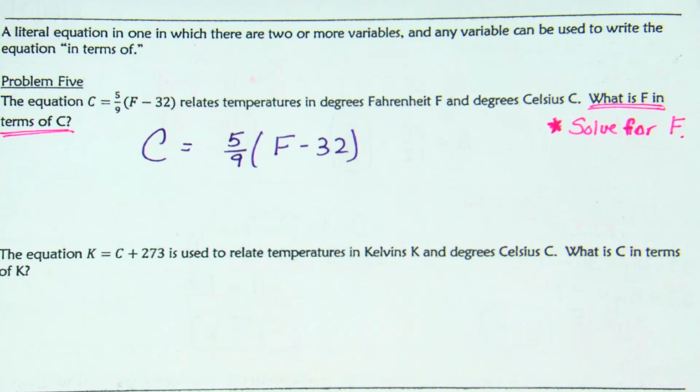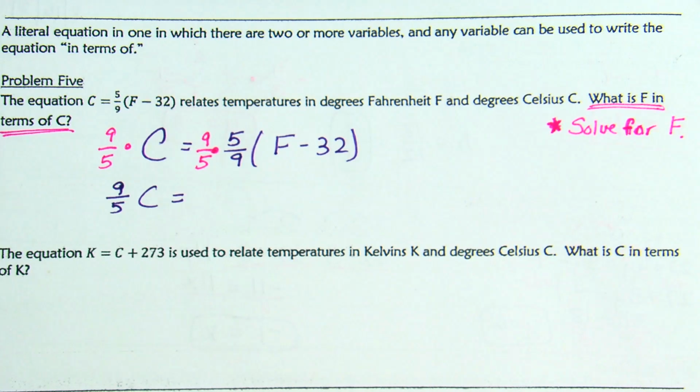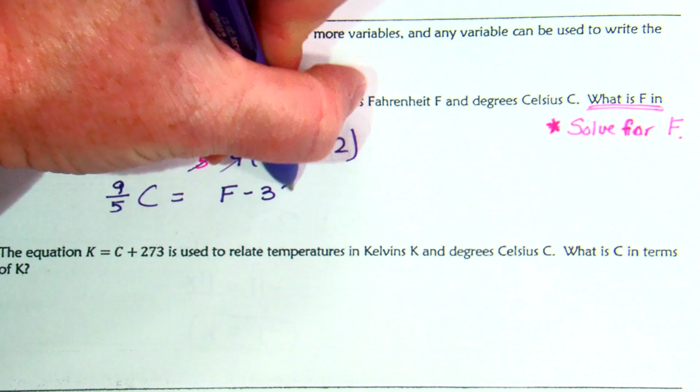You guys handle if I go ahead and flip-flop my equation as I write my answer? F ends up by itself. F equals 9/5 C plus 32. And that is solved for F in terms of C, which they asked for. So we solve for F in terms of C.